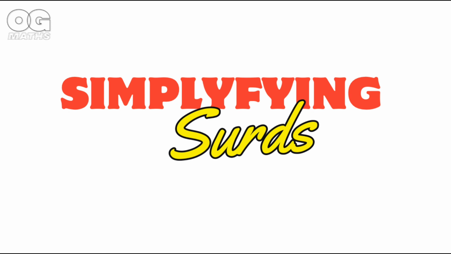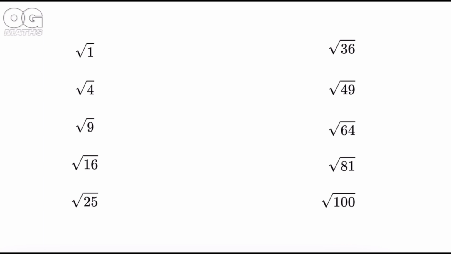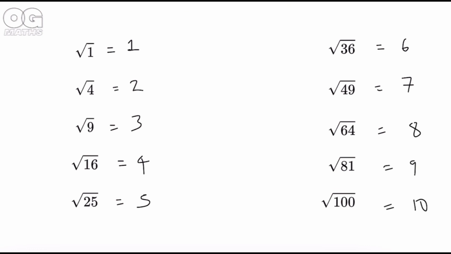Let's go straight into it. So the first thing we're going to go over is our square roots. Let's start with square root 1, which is just 1. Square root 4 is 2. Square root 9 is 3. Square root 16 is 4. Square root 25 is 5. Square root 36 is 6. Square root 49 is 7. Square root 64 is 8. Square root 81 is 9 and square root 100 is 10.